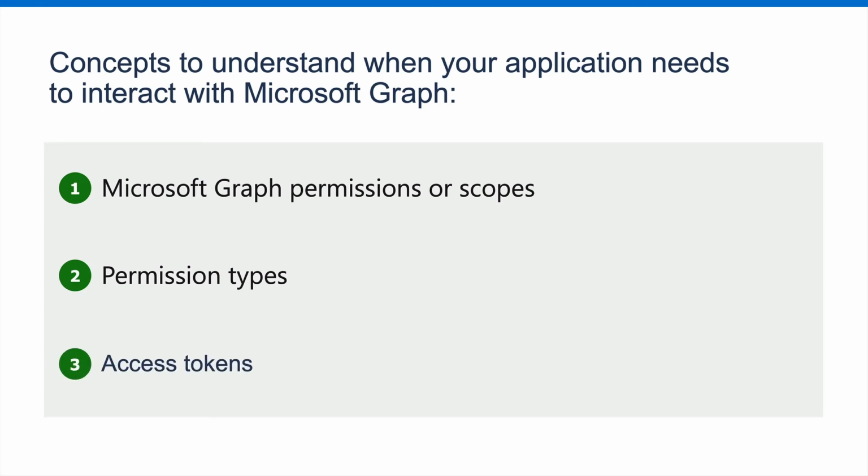And then finally, you need to know about access tokens. Now, we've seen some examples of how access tokens are kind of like a specialized key that gets you in certain doors, but you're going to see shortly that permissions play a big role with access tokens. So let's go ahead and start things off by talking about Microsoft Graph permissions or scopes.